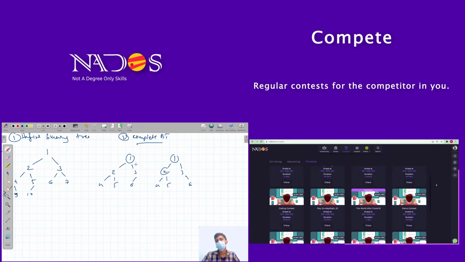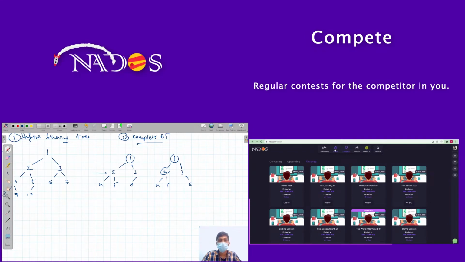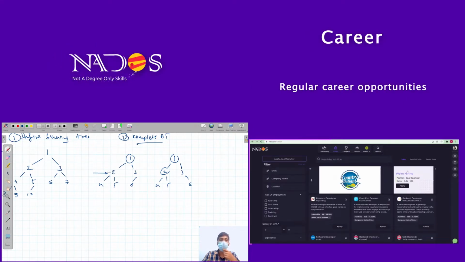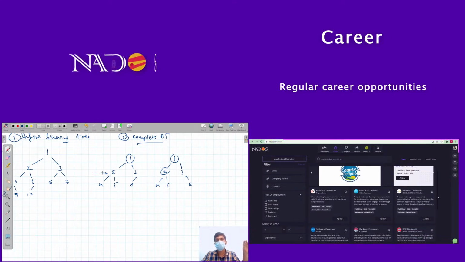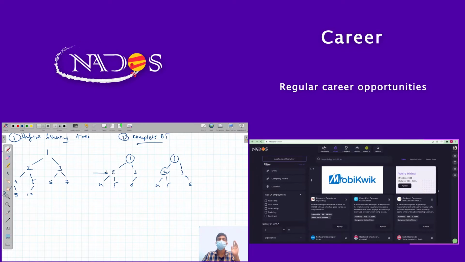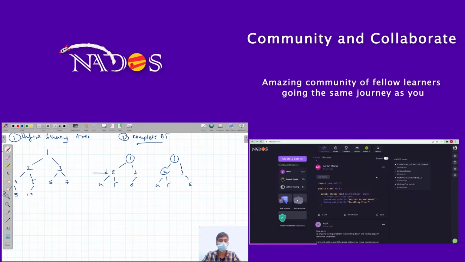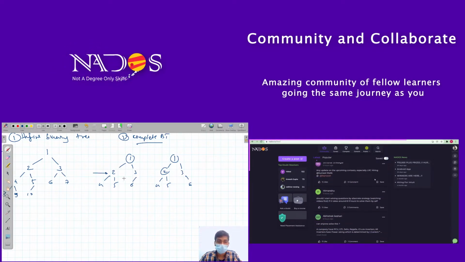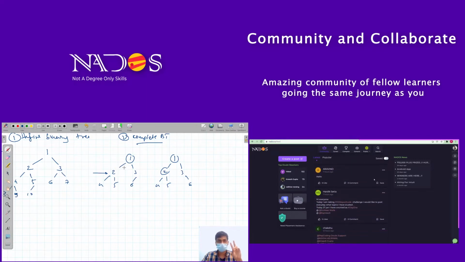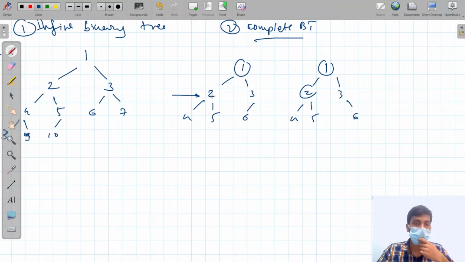Because according to the definition of the complete binary tree, all the nodes should be occupying the positions of children starting from the left side to the right side, not skipping any values. What I am trying to say is that here 1 has two children, 2 and 3. 2 has two children, 4 and 5. 3 has one child, on the left side, not on the right side. Here the right child is still missing. Therefore, it is not a complete binary tree. So these two things are given to us.